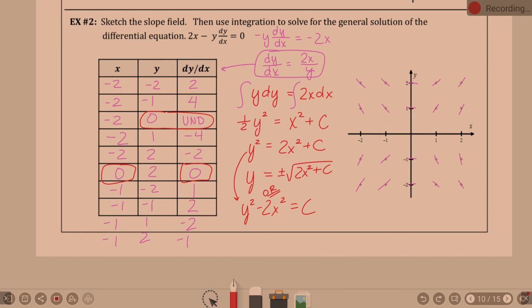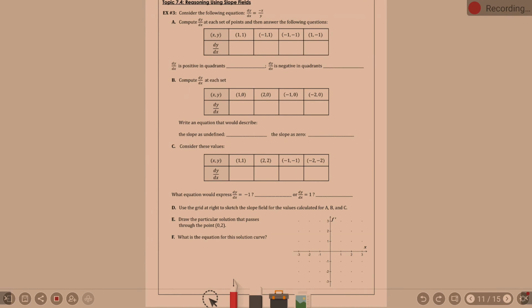So they're a little tedious. They take me a little while to do, slope charts or slope fields. They take me a little while to teach, for the same reason.